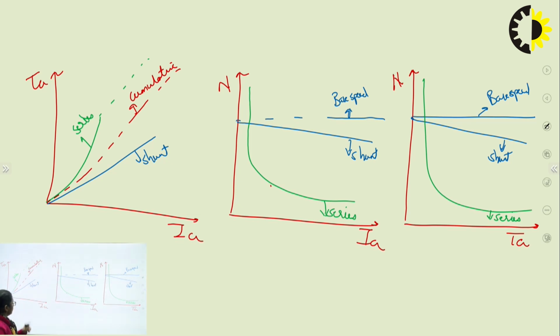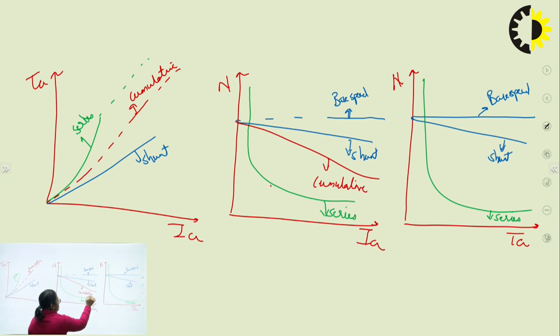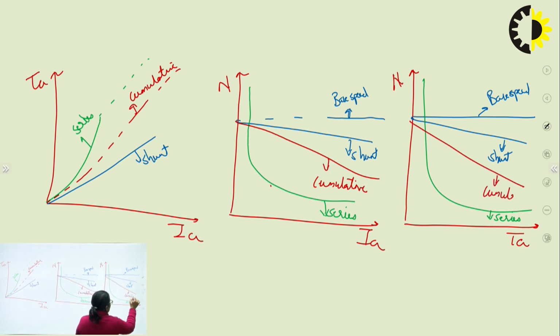It is giving a nicer starting torque, greater than shunt but lesser than series. Similarly, in this case, it can be started at no load. So I'm having a no load speed. It will be drooping, it will be decreasing, but not as much as series. And the no load condition is also permissible. The same kind of graph we will get for speed versus torque for cumulative. Now coming to the last type, which is differential.